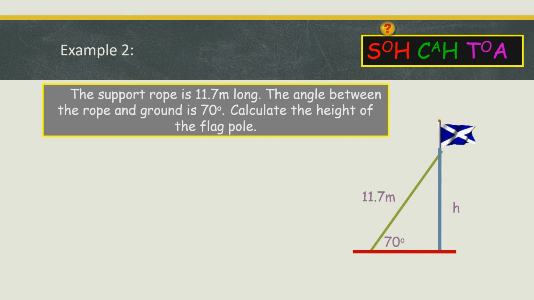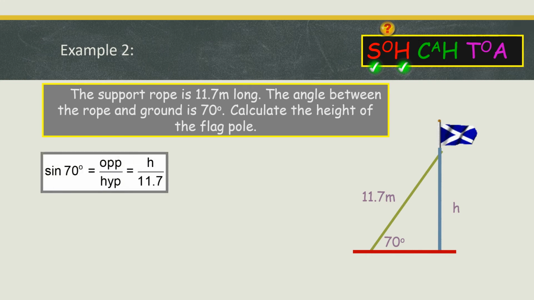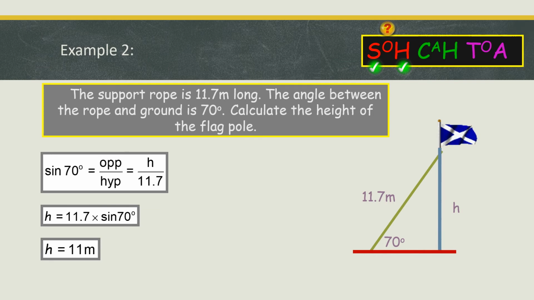So we've got the sine of 70, which is our angle, and we've got the hypotenuse, which is 11.7 meters. So sine 70 is going to equal opposite over hypotenuse, and that is going to be h over 11.7. We're going to multiply both sides by 11.7 to isolate h, and so h equals 11.7 times sine 70. And that is h equals 11 meters. So the height of the flagpole is 11 meters.